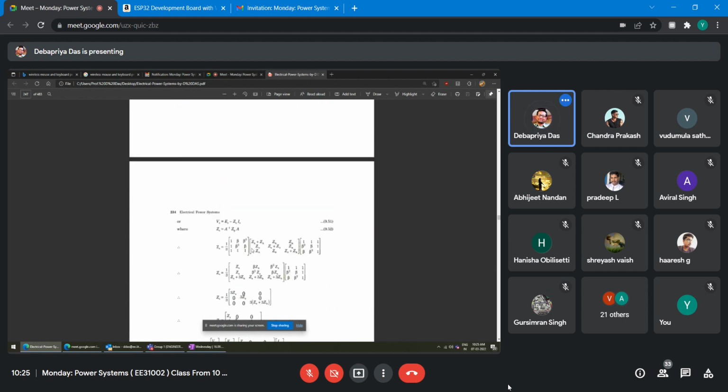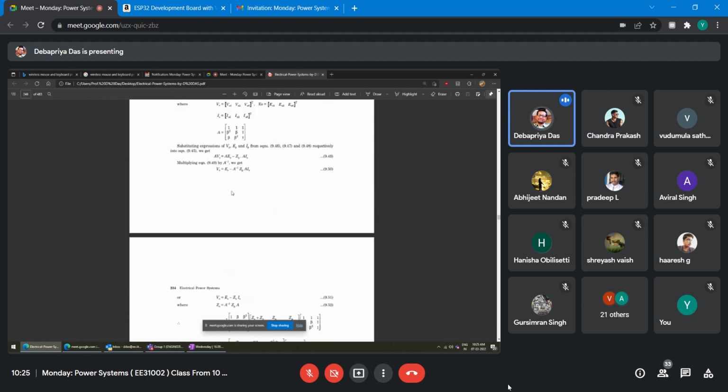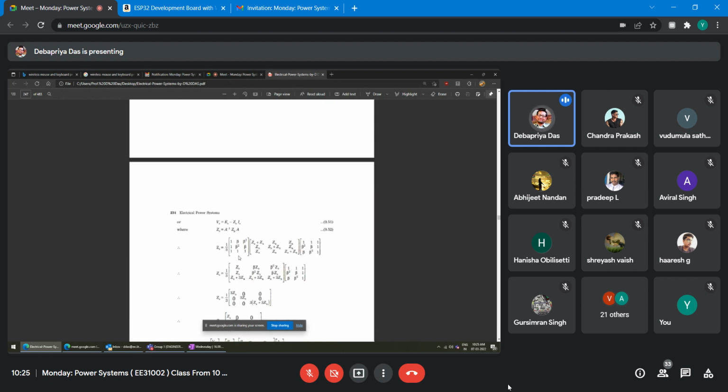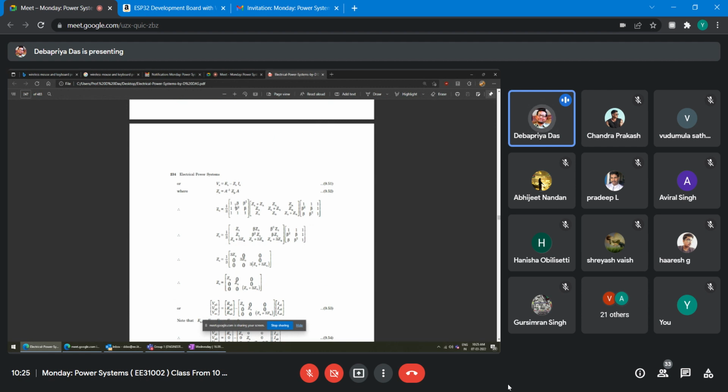Or you can write this equation as VS is equal to ES minus ZS IS, where ZS is equal to A inverse ZP into A, right? Therefore, ZS is equal to A inverse ZP A. We know this one, ZP we know, and A is equal to this one. This is A inverse, we have got it before. You need to multiply and simplify.